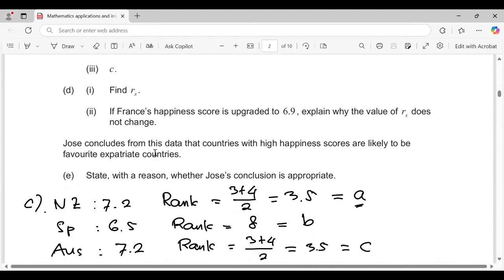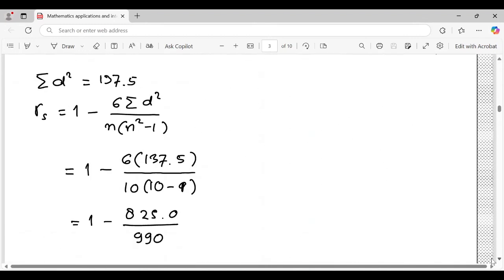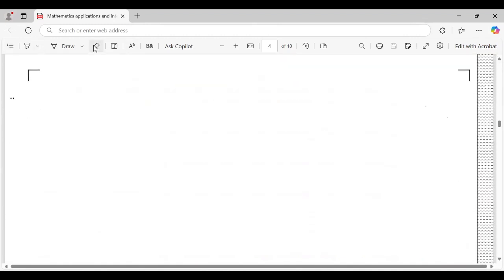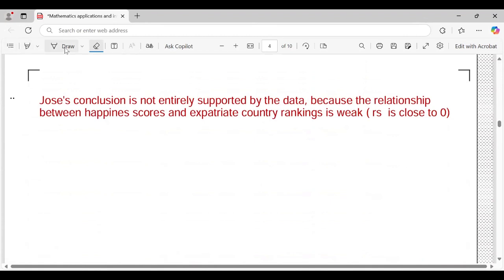Jose concludes from this data that countries with high happiness scores are likely to be favorite expatriate countries. State with a reason whether Jose's conclusion is appropriate. This is my answer for part E. I think it's clear.